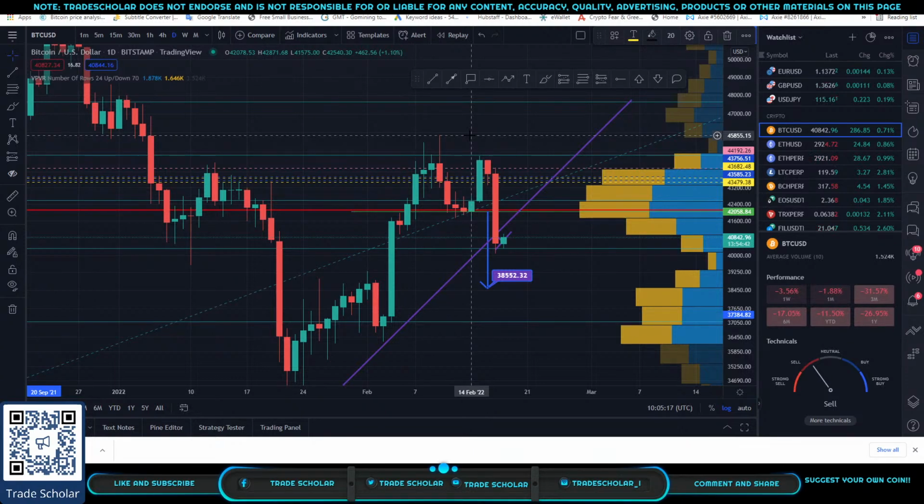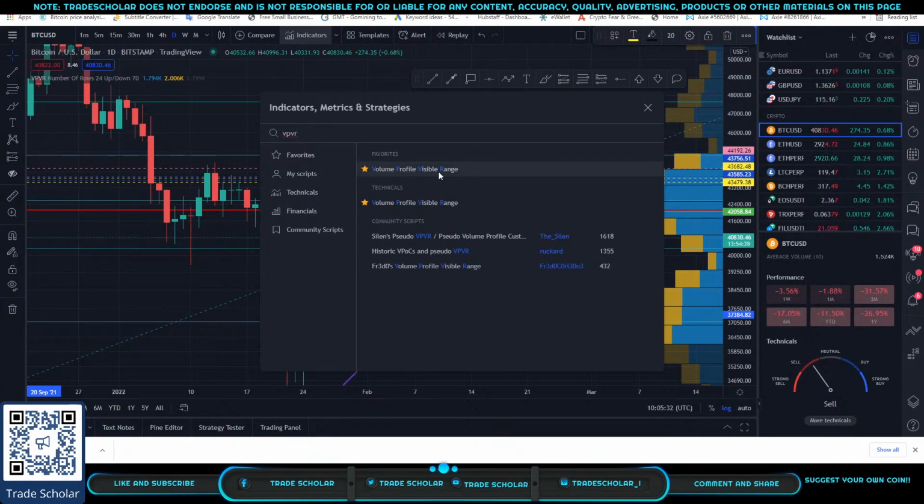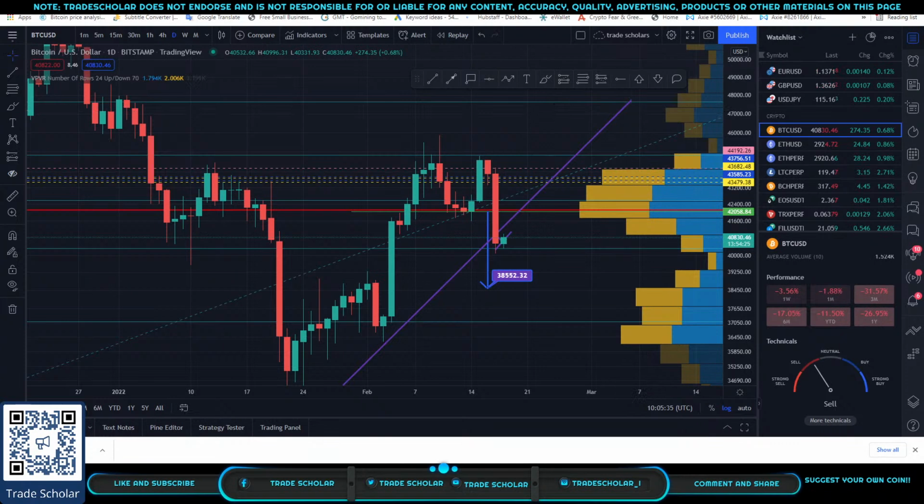So this is the VPVR on the side. How to find the VPVR? You just click the indicator, then type VPVR, and you see the Volume Profile Visible Range. You will only find it in TradingView, so you will not easily find it in other exchanges. You can use it to know where the coming support is. If it drops, it is going to find its support here, 39,000. Another drop, it finds support here, 38,500.